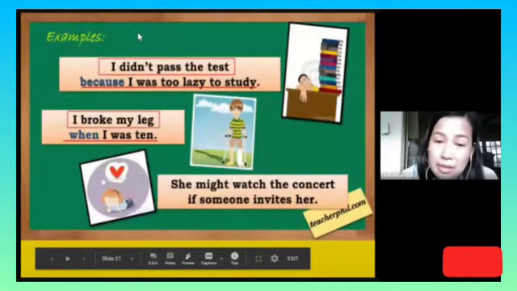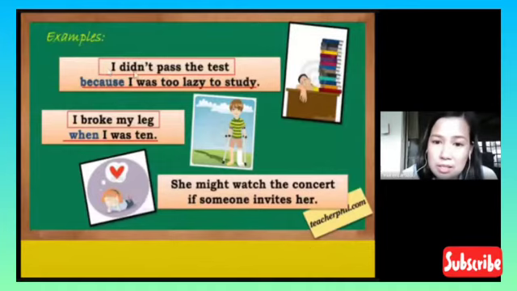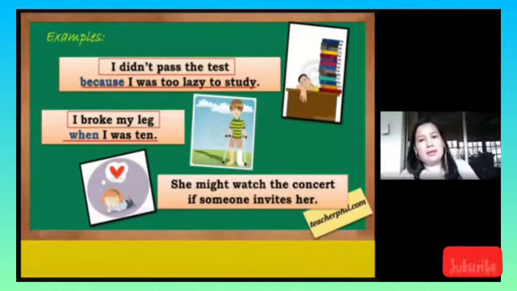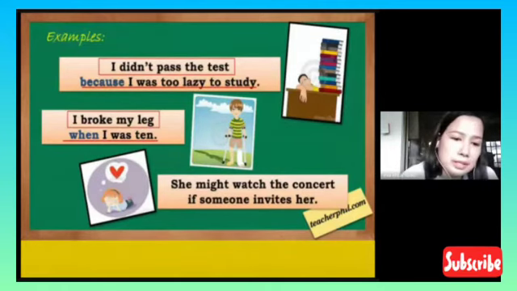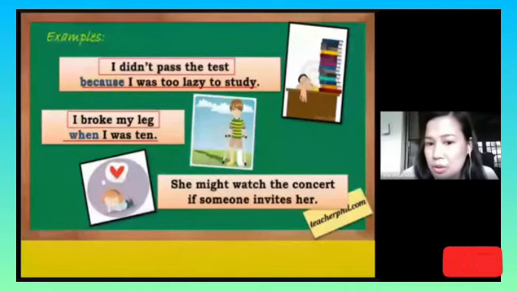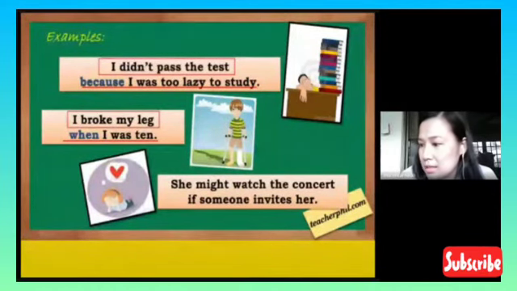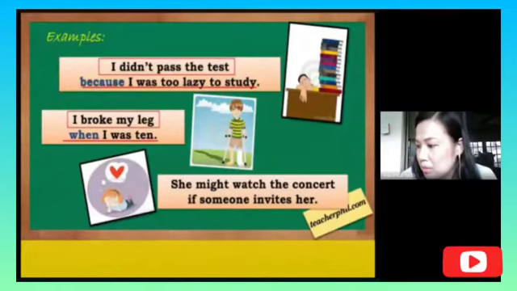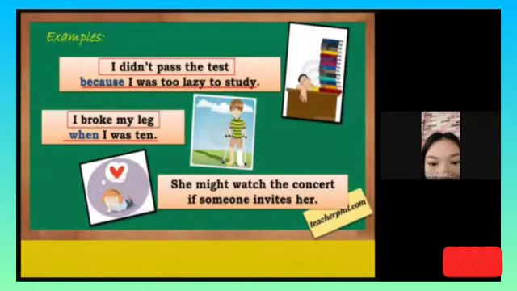Alright, who can tell me which one is the independent clause? The boxed one or the underlined one? Okay, come on class, who will answer? Salvador, go. Mine is in the first one, "I didn't pass the test because I was too lazy to study." The independent one is "because I was too lazy to study."